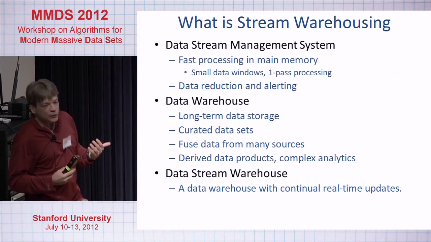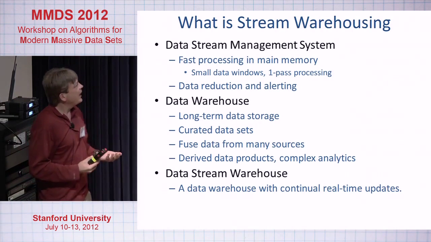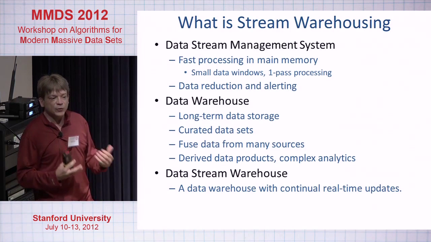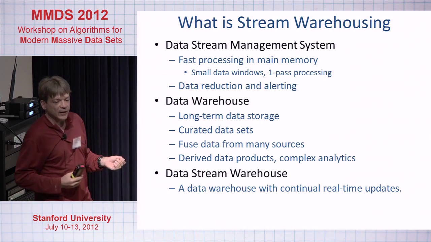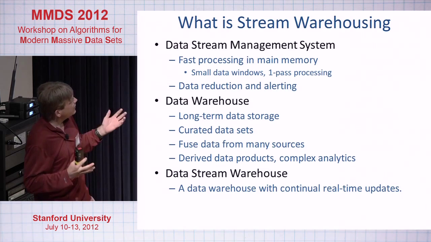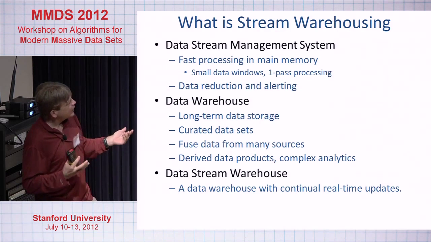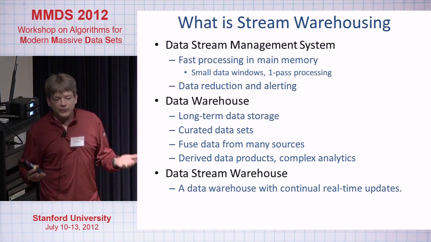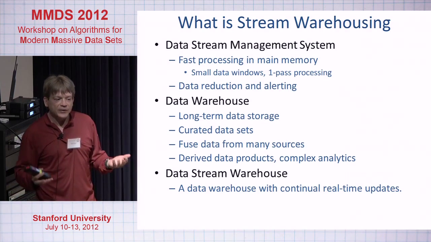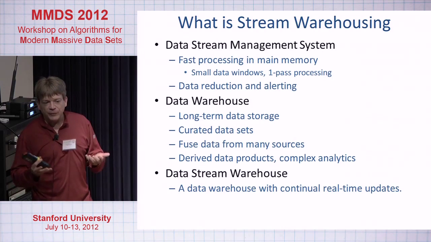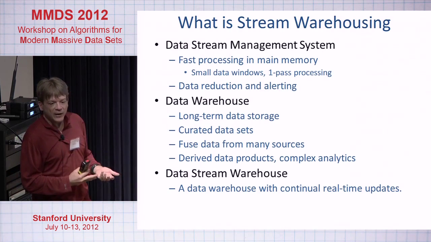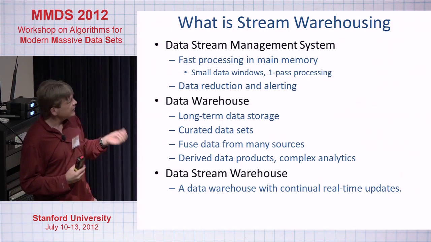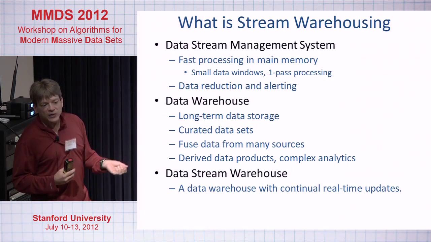On a totally opposite pole is a traditional notion of a data warehouse. And in a data warehouse, you're doing long-term data storage. And you have these curated data sets. If you want to know what the company thinks is the truth of some matter, you go to the data warehouse. And one important property of a data warehouse is you're going to fuse data. You have the ability to fuse data from many, many different sources. So you might have hundreds or thousands of feeds of different views of different entities going into this data warehouse. And because of that, you can create some very complex and sophisticated derived data products and run some complex analytics on it.